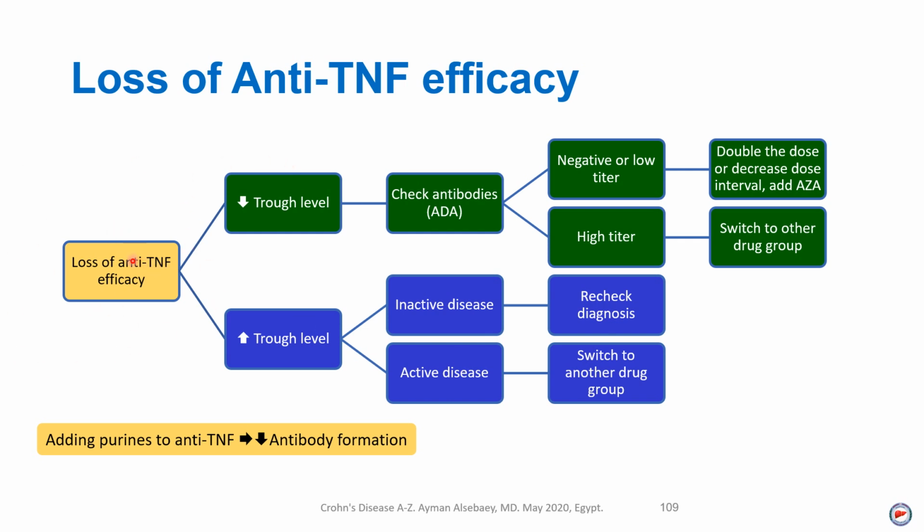Now there is loss of the response. I will measure the trough level. If the trough level is low, check for the antibody to the drug. If there is high antibody titer, no drug will be beneficial, and I should switch to another group. If the antibody is low or negative, I should intensify the drug or decrease the duration between the doses.